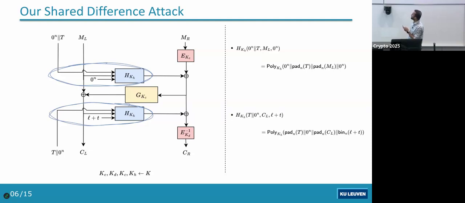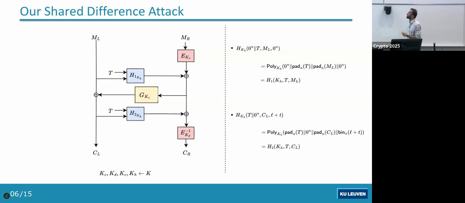So the description is like this, where the inputs are first padded and then concatenated, and then as I defined before, a polynomial is evaluated on this input. For now, we will call them H1 and H2 because of smaller differences, and that simplifies the diagram to this.